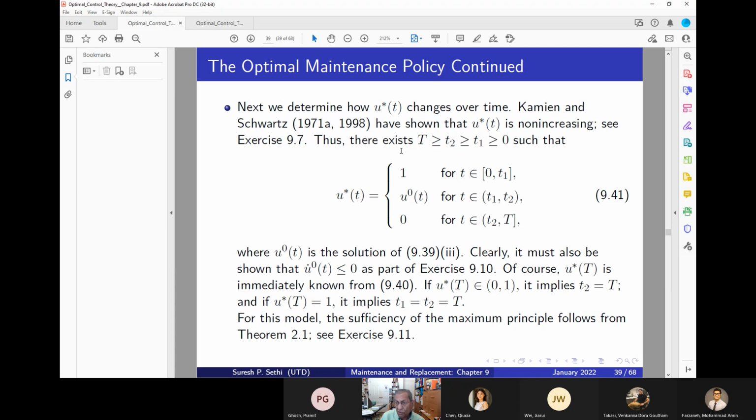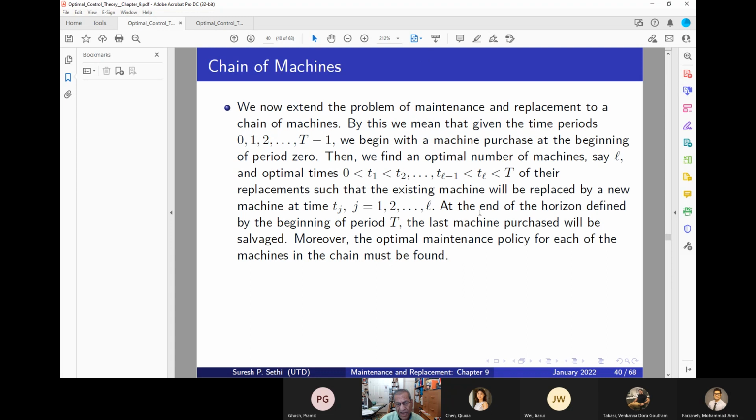Because in order to find the first replacement, the second replacement will affect the first replacement. After all, it's a simultaneous, one global problem. So the problem is different. But it's complicated. Without maintenance, people have solved it to some extent. But with maintenance, it is even more complicated. So let me tell you that there are two possible approaches.